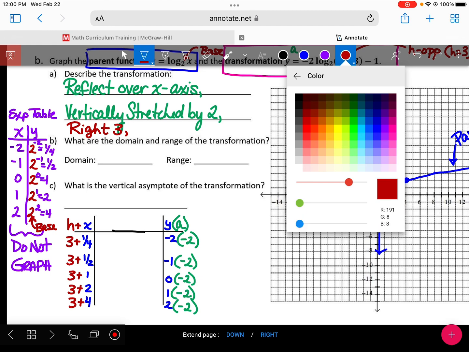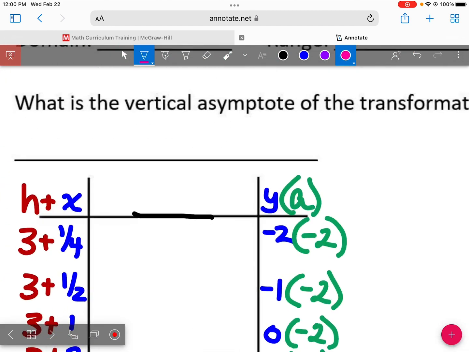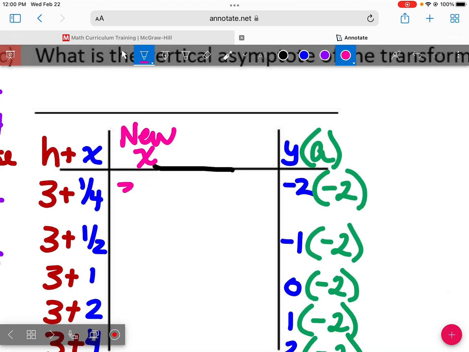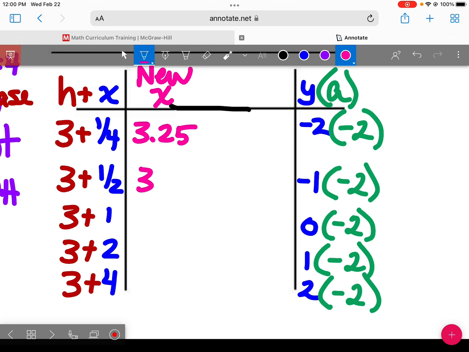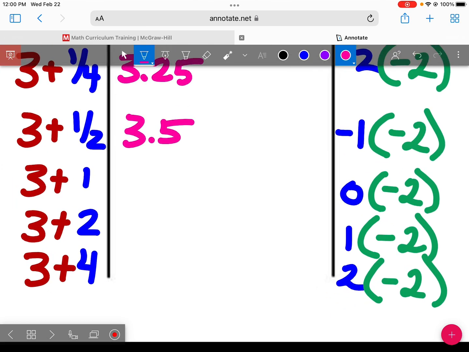So I can find my new x's now. I would have 3.25, 3.5, 4, 5, and 7.